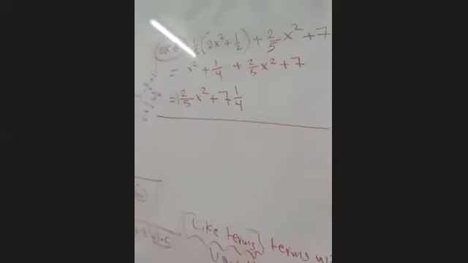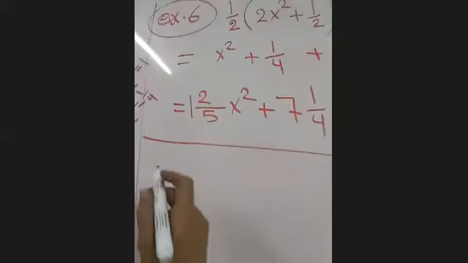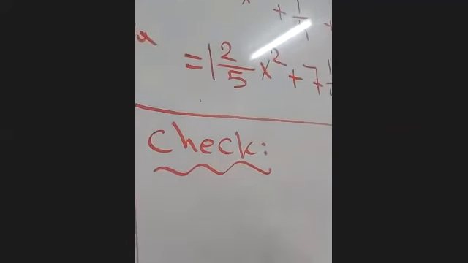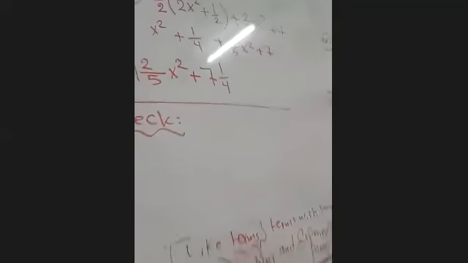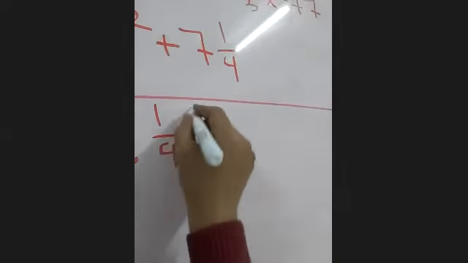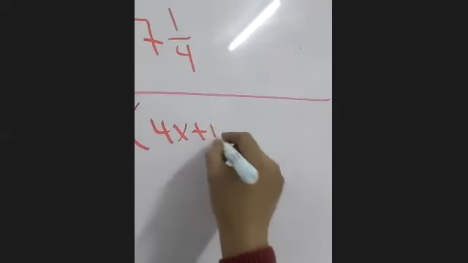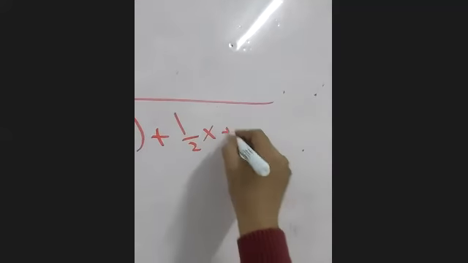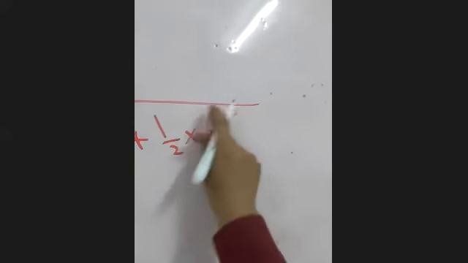This is example 6, guys. Let's go to the check below example 6. Read, Ammar, quickly. Simplify 1 over 4 bracket 4x plus 12, bracket plus half x plus 1 plus 3 over 2 x.